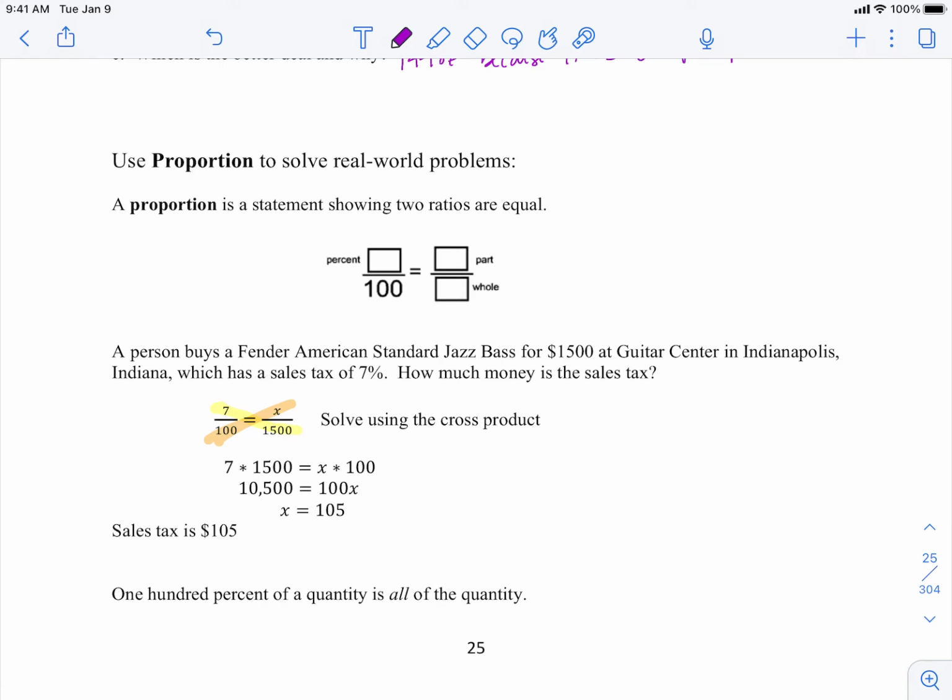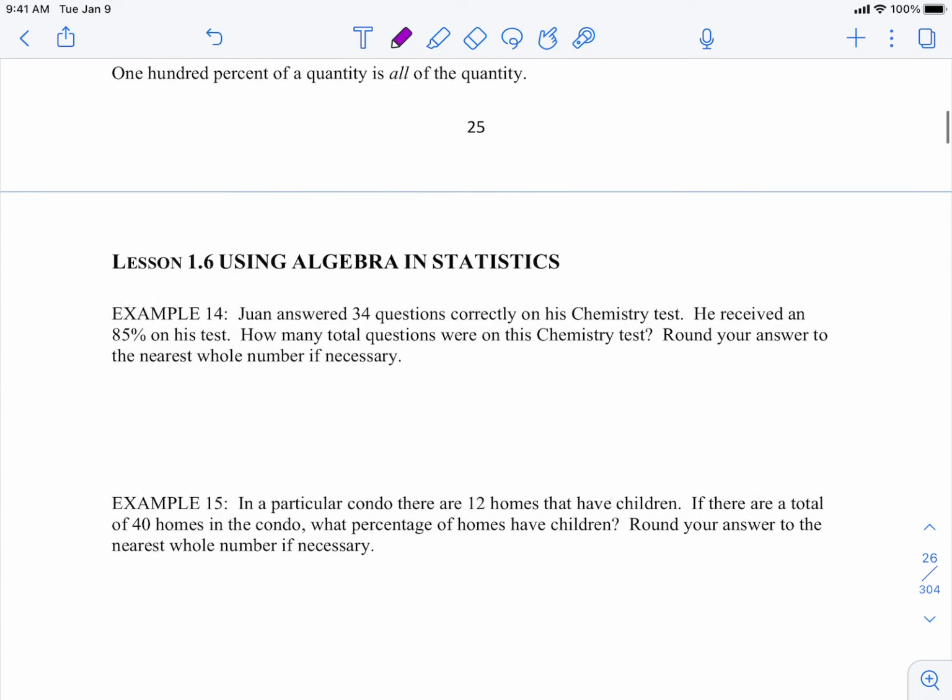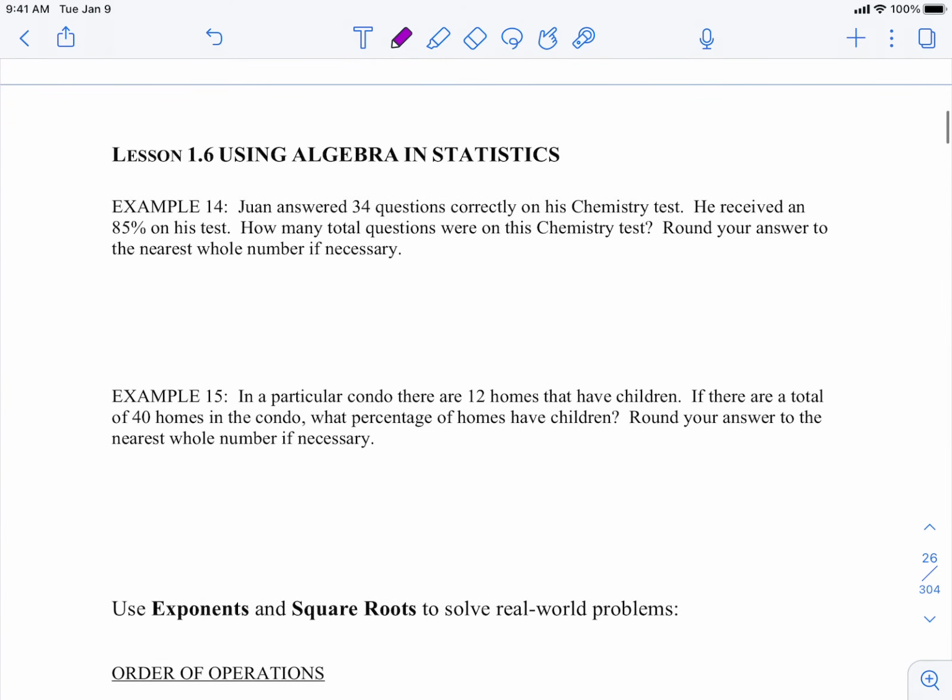So 100% of a quantity is all of the quantity. Keep that in mind. All right, Juan answered 34 questions correctly on his chemistry test. He received an 85% on his test. How many total questions were on this chemistry test? Round your answer to the nearest whole number if necessary. So 34 is our part. We're solving for our whole, equals, he had 85% out of the 100.